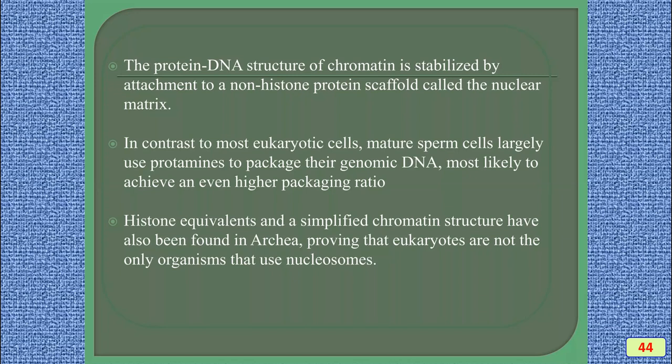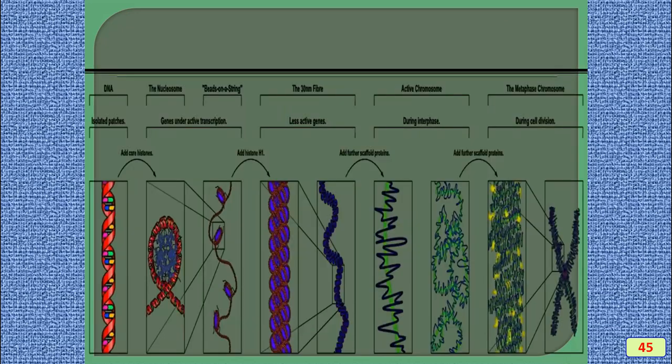protamines to package the DNA, most likely to achieve a higher packaging ratio. Histone equivalents and simplified chromatin structures have also been found in archaea, showing that chromosomes are not the only organelles that use nucleosomes. So, apart from the chromosomes, they may be present somewhere else. And this is the structure of that particular thing.